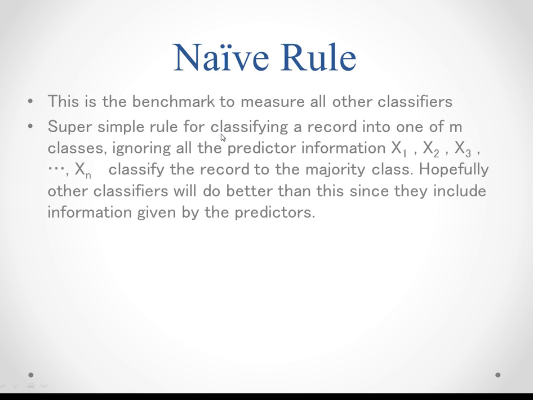Okay, and now we talk about the naive rule, and this is the benchmark to measure all other classifiers. What was the naive rule? Not the naive Bayes rule, but just the naive rule. So we have some data, we have a bunch of predictors, which we call x1 is one predictor, x2 is another predictor, x3 is another predictor.